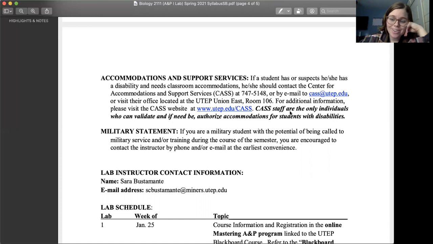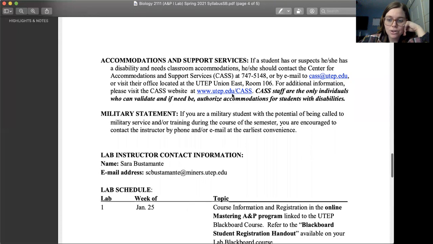It's different now with online, right? If we were meeting in lab, there's certain protocols that we have to follow and would love to follow, so that way you feel supported and welcomed into the lab. But yeah, if you have this issue, you can go ahead and contact CAS and they'll contact us.